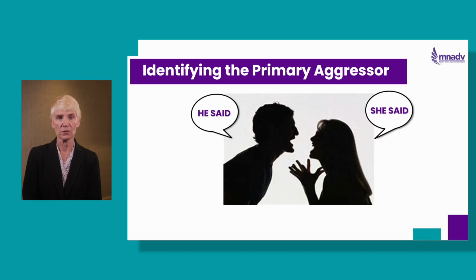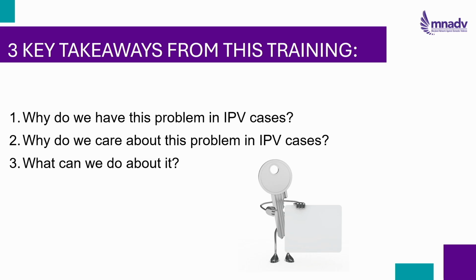How are we supposed to sort it all out and determine who is the true offender and who is the person in need of aid and protection from domestic violence? You may also hear this referred to as the predominant aggressor. For our purposes, the terms are interchangeable, but note that the Maryland Statute Criminal Procedure Section 2-204 uses the term primary aggressor.